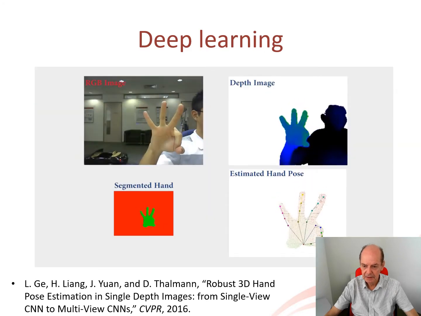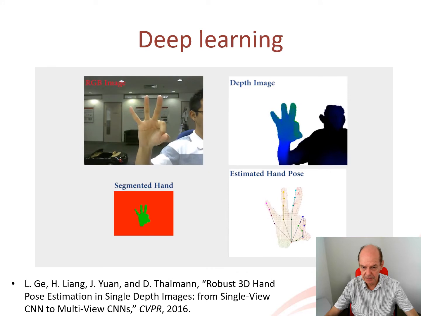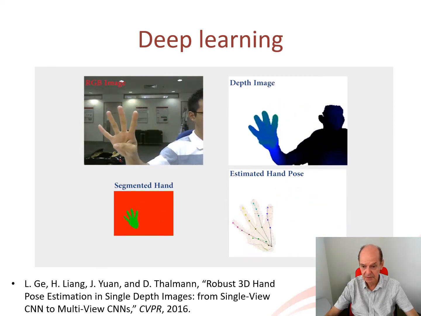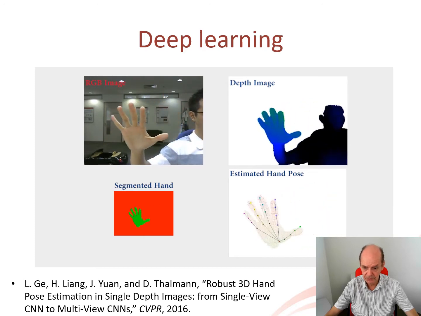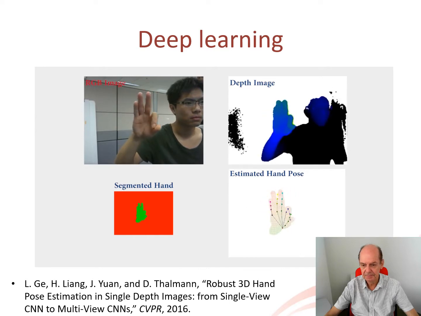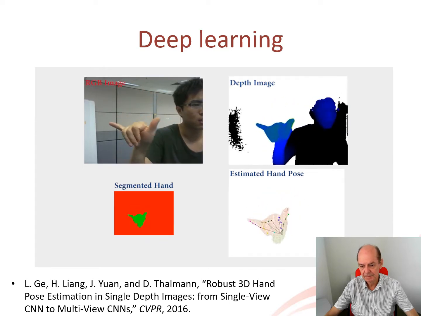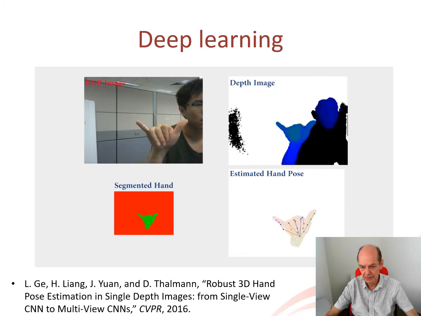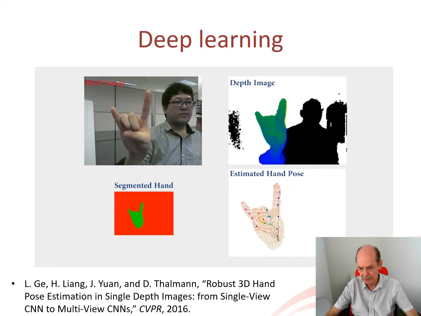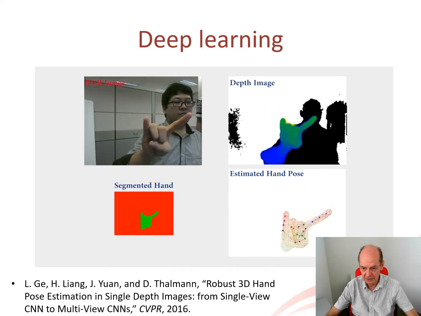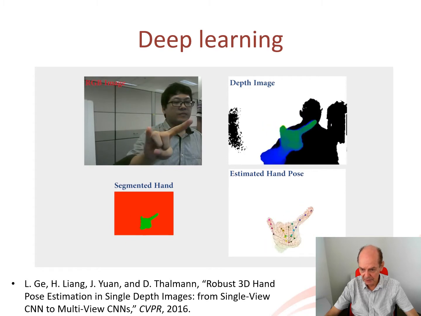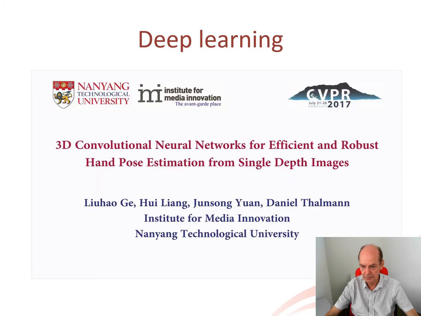Now we see here the RGB image, normal from the camera, the depth image, an estimated hand pose, and of course you have the segmented hand. You see, for each image, we can see exactly the depth. And then we see the fingers, and inside the fingers, you have the joints.